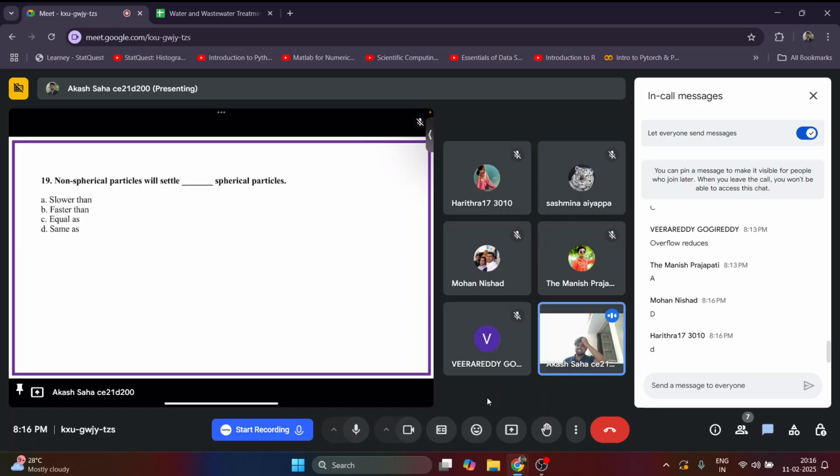Non-spherical particles will settle dash than the spherical particles. Slower than, faster than, equal or same. So suppose you have some spherical particles or you have some non-spherical particles. Okay. So which will settle faster? You have to tell.